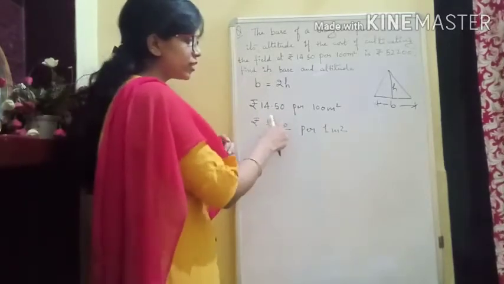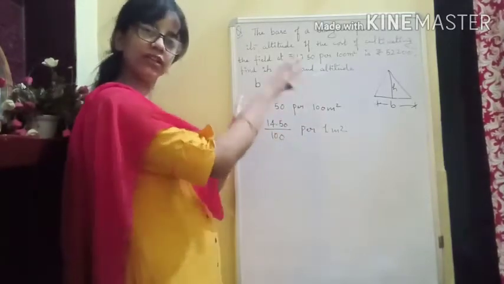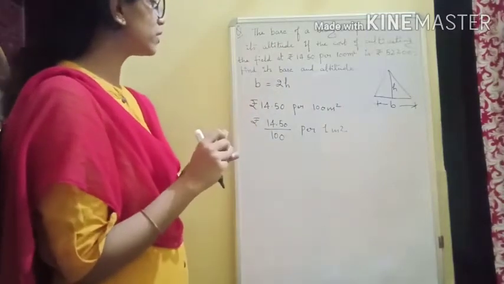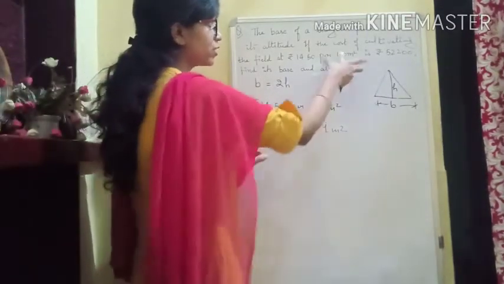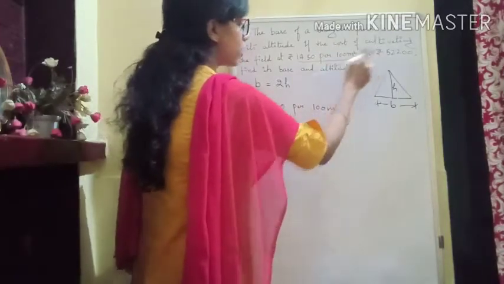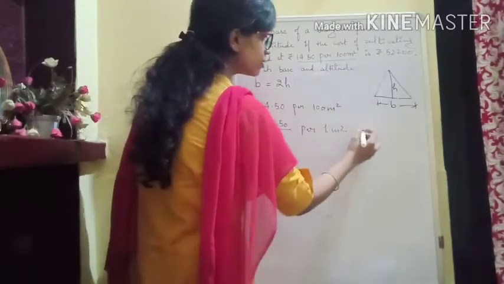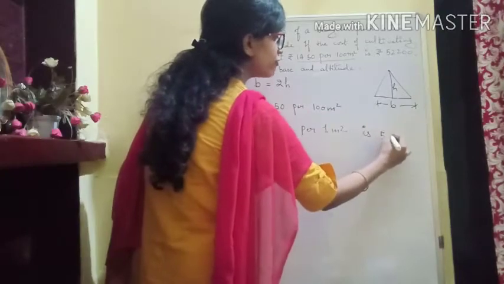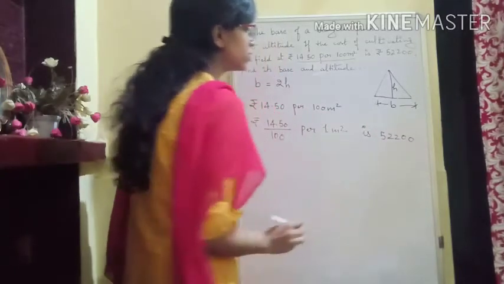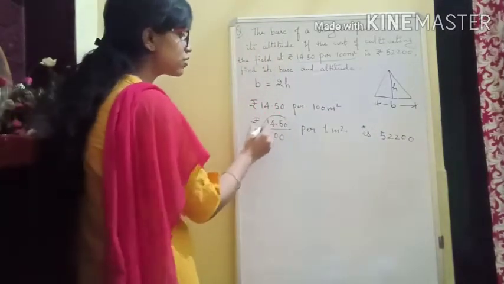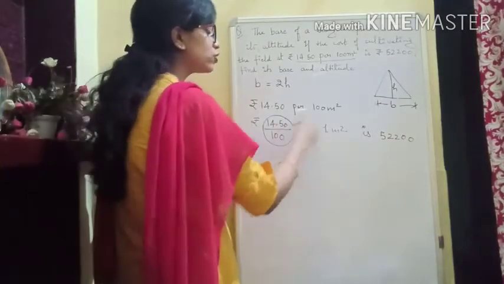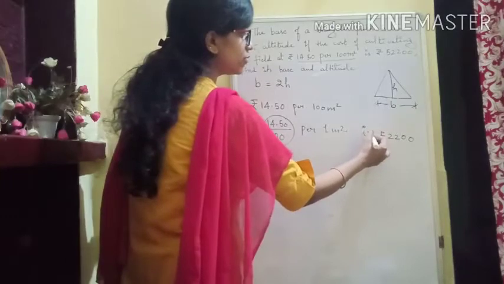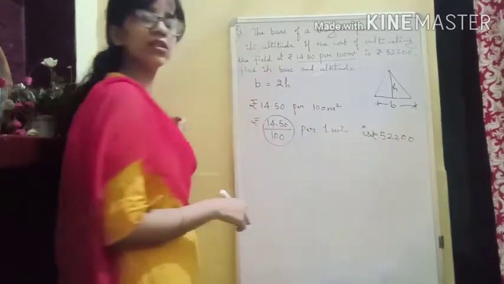I am not simplifying this, as I am going to put the same value and then simplify it, so it will be a little easy. Okay, now this is what we have done with this part of the question, and now this cost is given as it is 52200. So that means this is the cost to cultivate the field per meter square, and the total money we are giving is 52200.